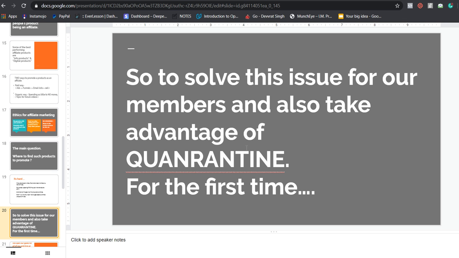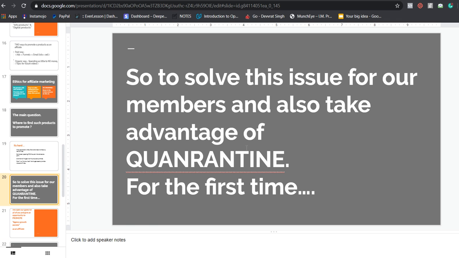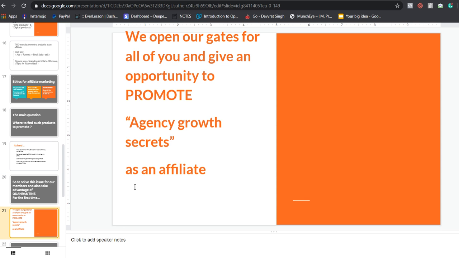Now to solve this issue for our members, and also to take advantage of this quarantine, for the first time ever we open our gates for all of you and give you an opportunity to promote our Agency Growth Secrets as an affiliate. Why I mentioned quarantine here is because if you check Google Trends and all the parameters, people are more on the internet. People are 50% more on cell phones, 30% more on the internet, and all those stuff. So people are spending a lot of time on the internet, and you can take advantage of this opportunity and promote affiliate products.